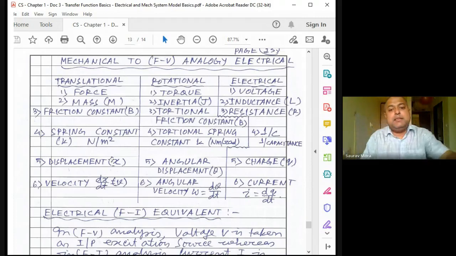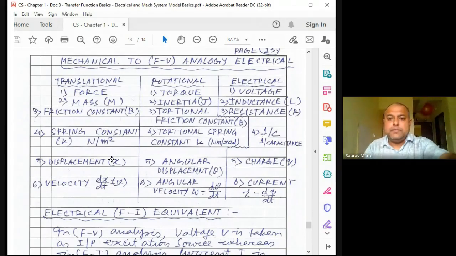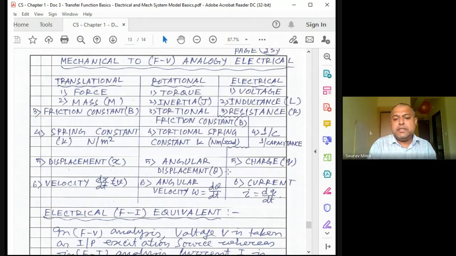Displacement, X in mechanical, is equivalent to charge in electrical. And last point, dx/dt can be made equivalent to current, so that I is equal to dq/dt. This is called the force-voltage analogy, but obviously the force is a translational force.